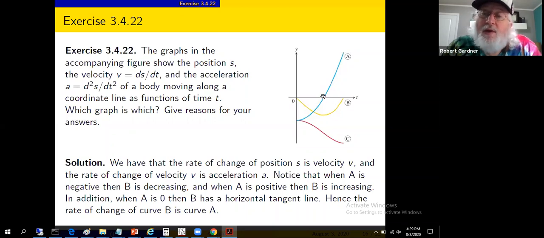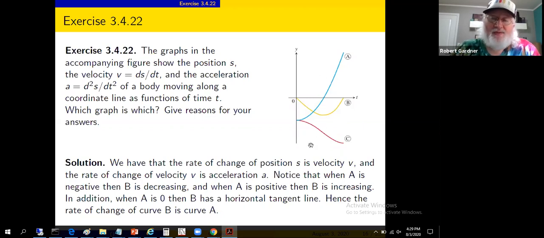Also, when the A curve is 0, the B curve has a horizontal tangent line. And we've talked about horizontal tangent lines. They're where the derivative is 0. Sounds like A is acting like the derivative of B. The rate of change of B seems like it's given by A. The rate of change of curve B is curve A. Okay, so we've decided that's consistent.